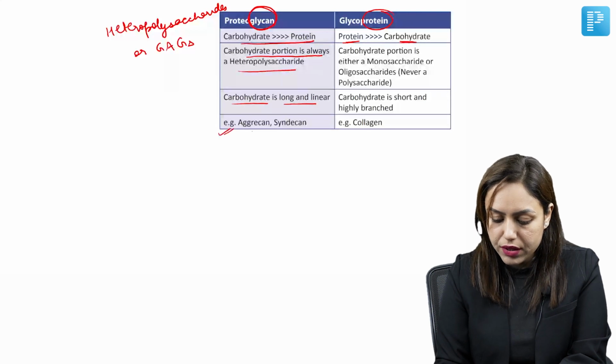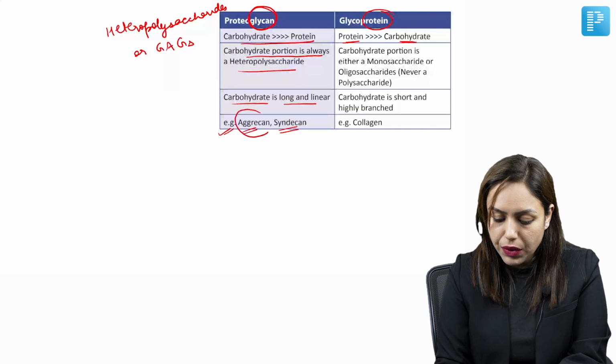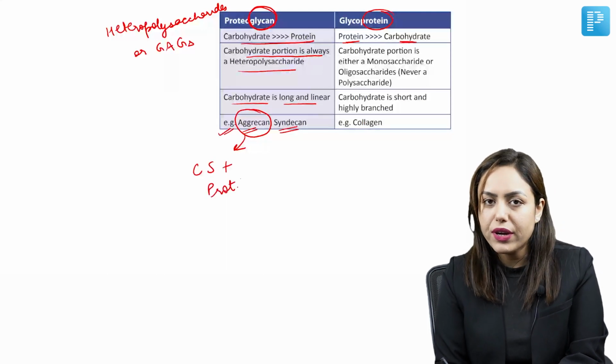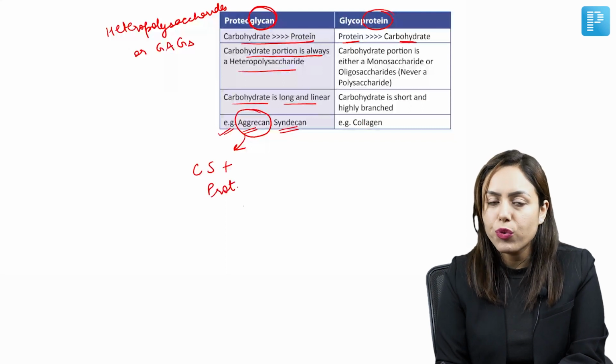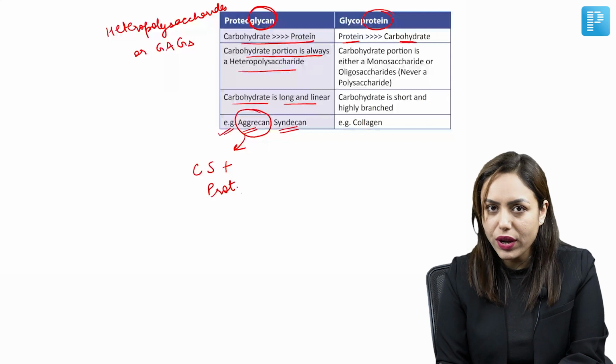Examples of proteoglycan are aggrecan and syndecan. Aggrecan is the main proteoglycan of cartilage. In this, we have chondroitin sulfate plus protein. So, chondroitin sulfate is the main portion. With a little protein, it becomes a proteoglycan, that is aggrecan, right?